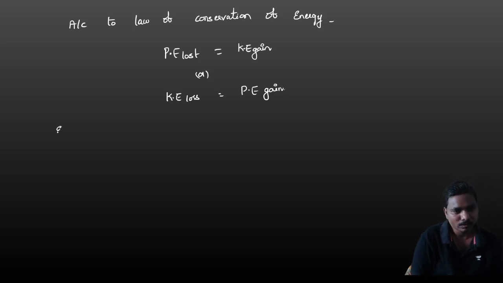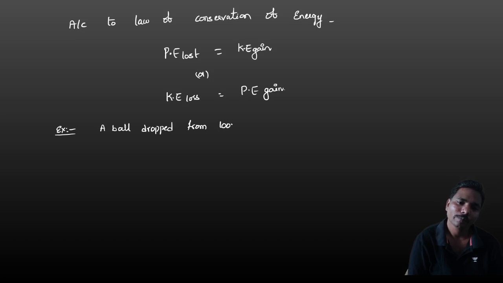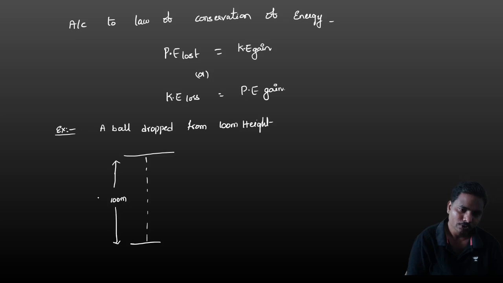Okay, for example, if a ball is dropped from 100 meters height. Okay, for example, here we have the 100 meters. The total is the 100 meters height. So due to the height, it has the potential energy. So here is the potential energy. Let us take 1,000 joules.